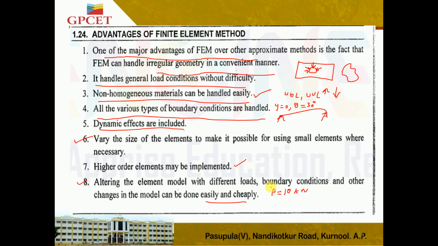We can easily alter the boundary conditions also. Let us say you can alter fixed to simply supported, like that, and other changes in the model. We can also change homogeneous to non-homogeneous, or non-homogeneous to homogeneous, very easily and cheaply. But we have to write all of these in programming. We have to write the codes in any of the modern or traditional programming languages. These are some of the advantages of the finite element method.